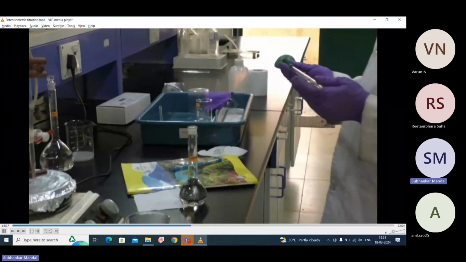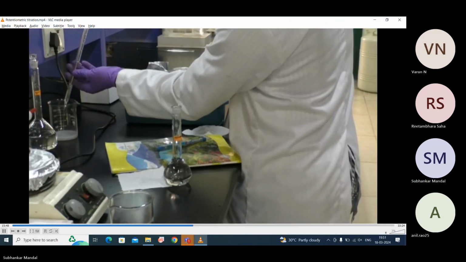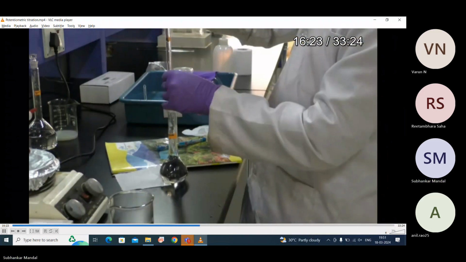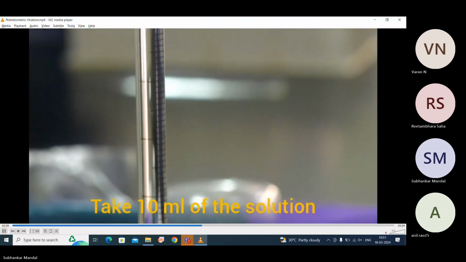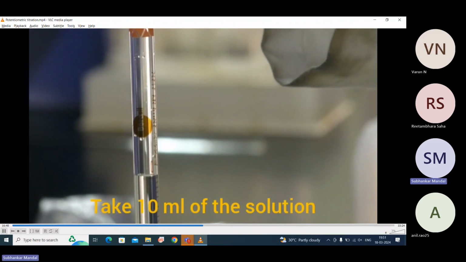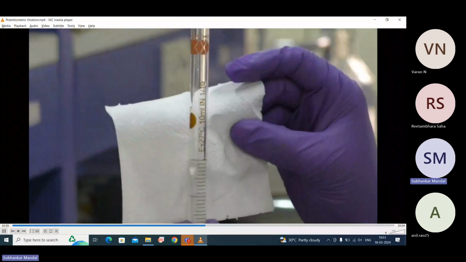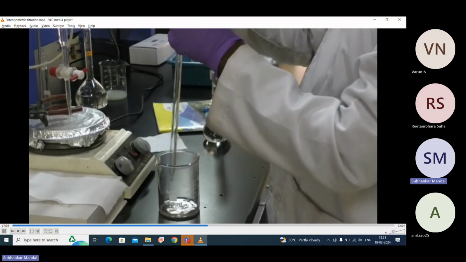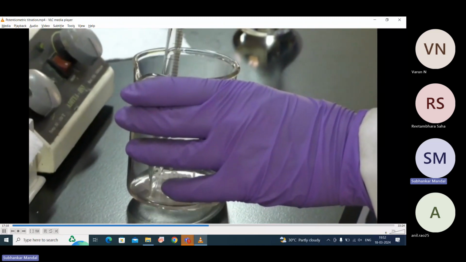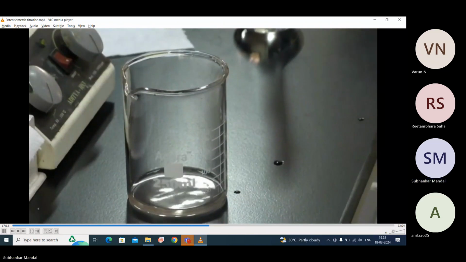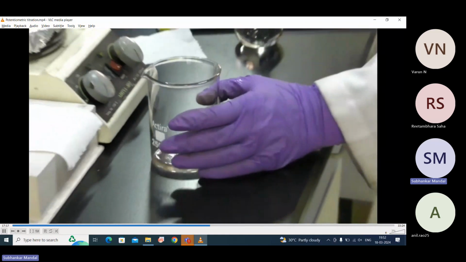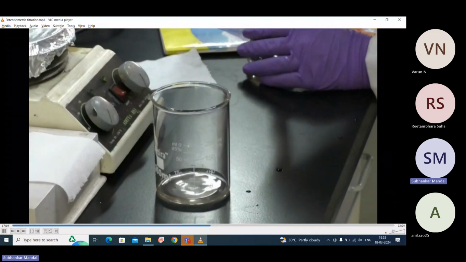Rinse with the pipette, with water, all these things. I think you people know these things. Okay, in this mixture we have taken 10 ml of solution, and we are taking it in the beaker because we have to put the probe, not probe, basically the electrode we have to take.